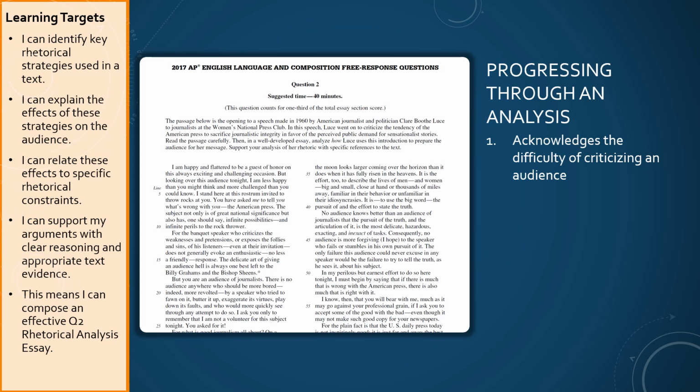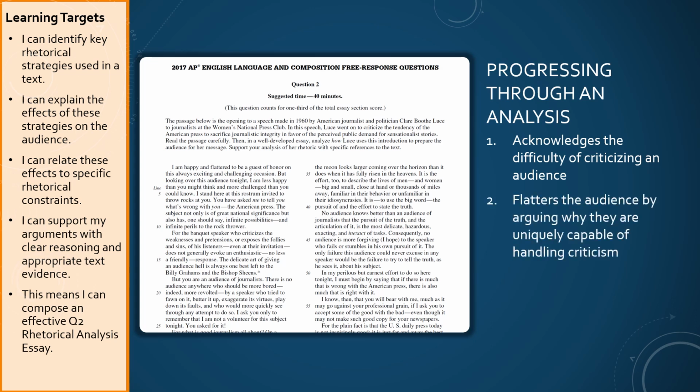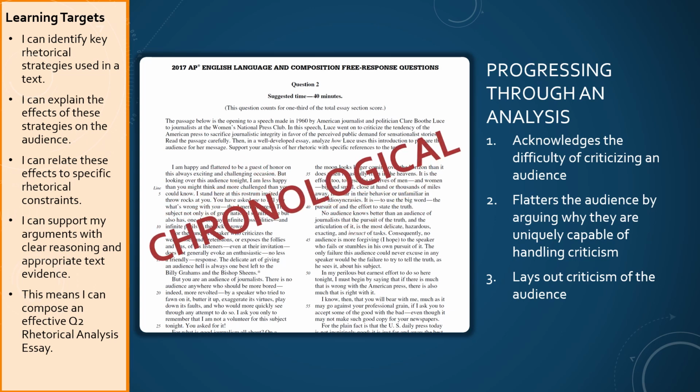She begins by acknowledging the difficulty of criticizing the people in her audience. It's what she was invited there to do, but she acknowledges up front how difficult that is. She then flatters her audience by arguing why they, as journalists, are uniquely capable of handling that kind of criticism. And then finally, in the end, she lays out her criticism of the audience. So here, since the strategies that are most noteworthy within the passage build off of one another, and there's a clear order to them, we'd want to use a chronological examination.